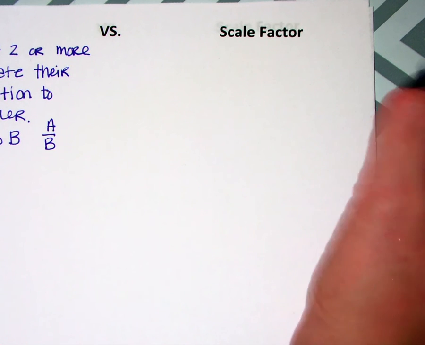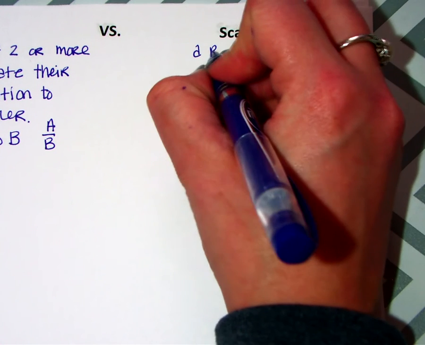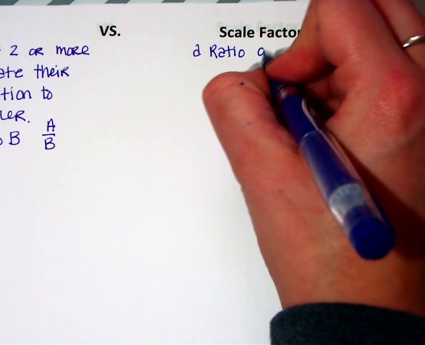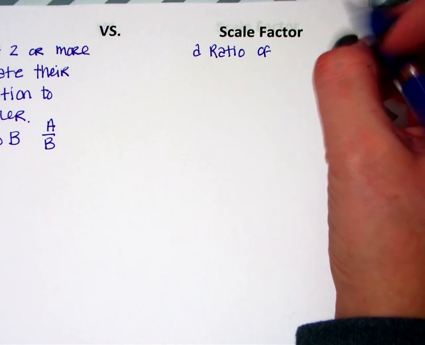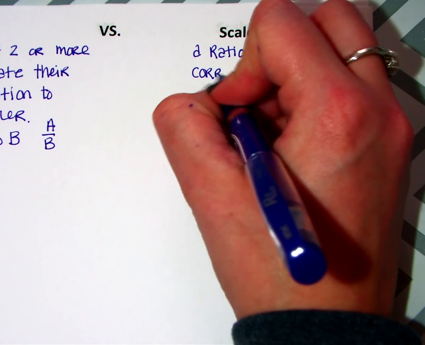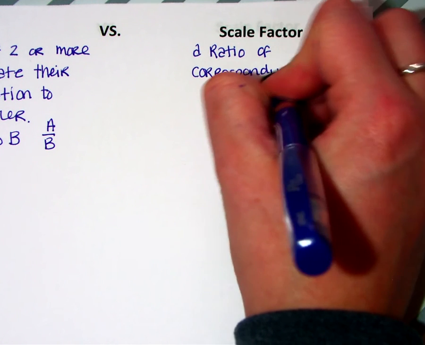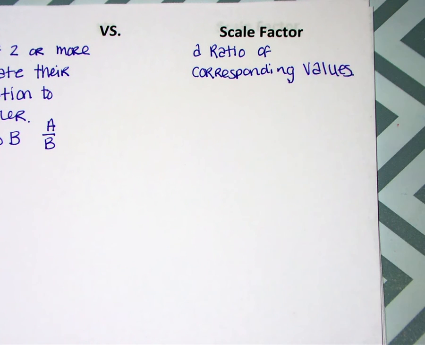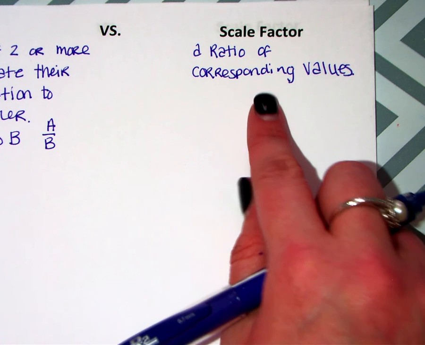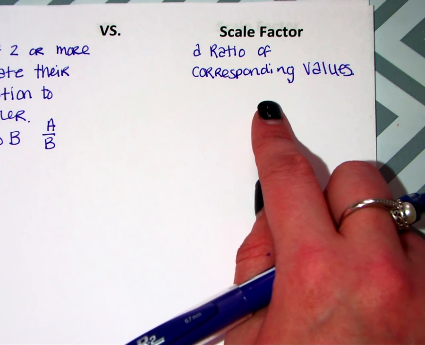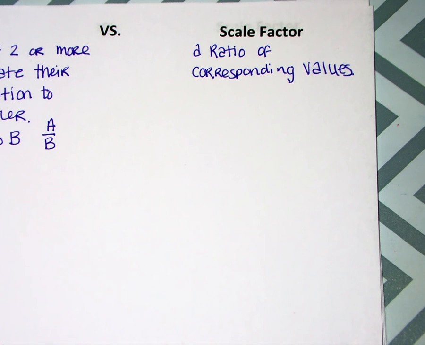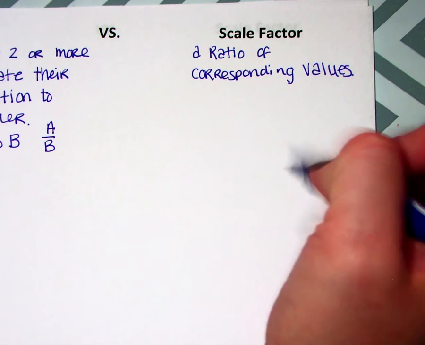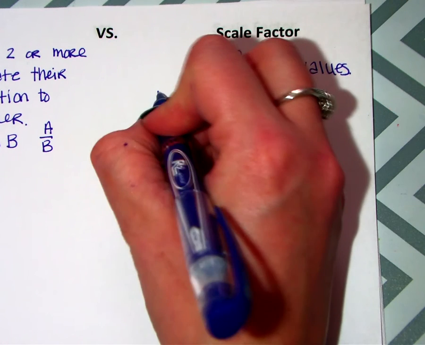A scale factor is a ratio of corresponding values. And this is a very loose term. Ratio of corresponding values. If we're talking in terms of shapes, it's a ratio of their corresponding side measurements. If we're talking in terms of other things, it's a ratio of how much you have to a total. So let's talk about the way that we change a ratio to a scale factor.